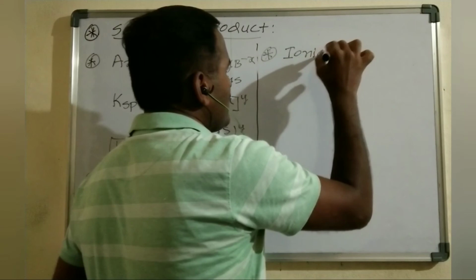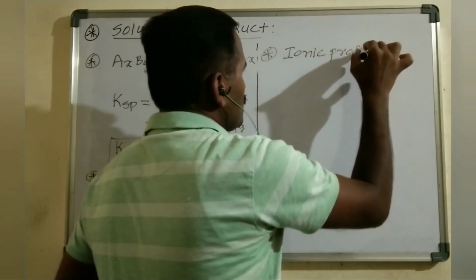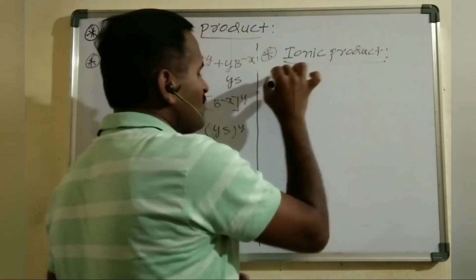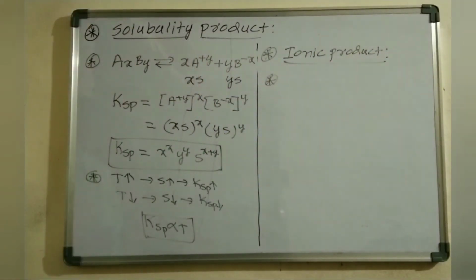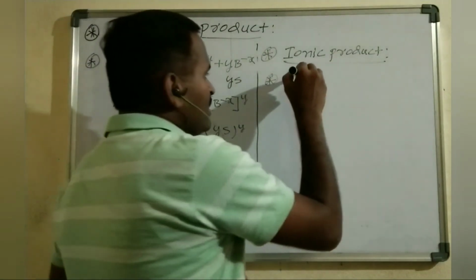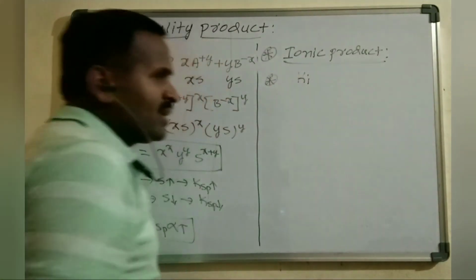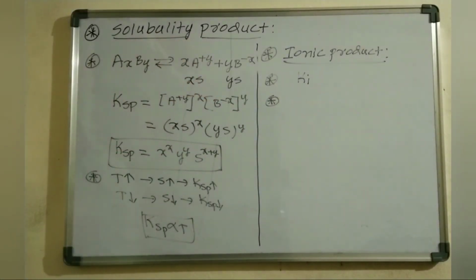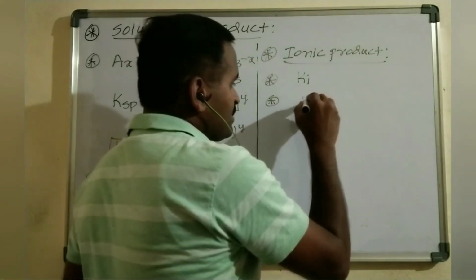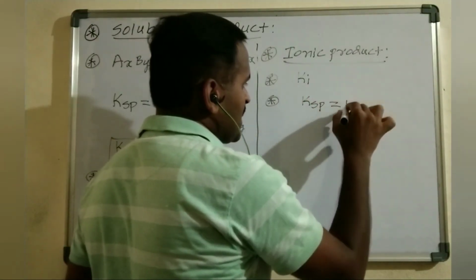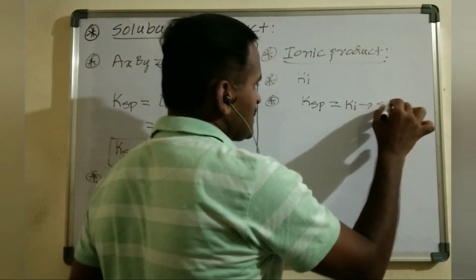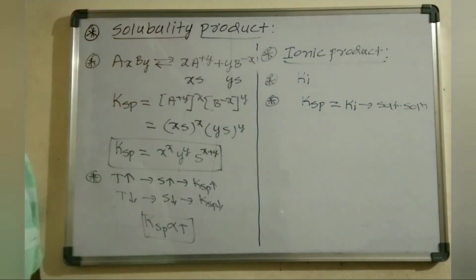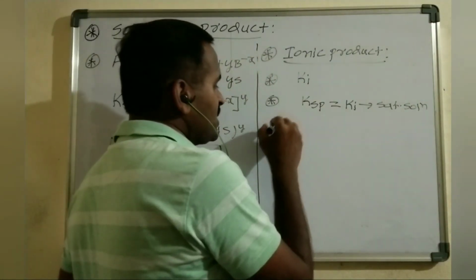And ionic product is simply the product of concentrations of ions in the solution, right? And it can be represented by the symbol Ki. There is a relation between solubility product and ionic product. If Ksp is equal to Ki, then the solution is a saturated solution.